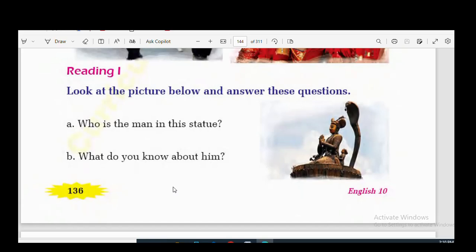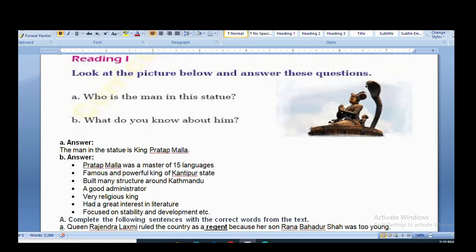Question number A: who is the man in this statue? So there is no doubt the man in this statue is King Pratap Malla. What do you know about him? What are the information you have about King Pratap Malla? Pratap Malla was a king who was also a master of 15 languages.